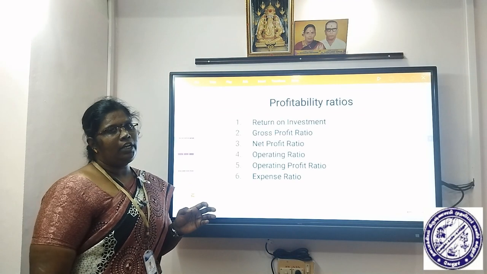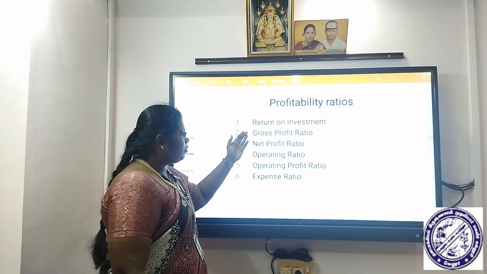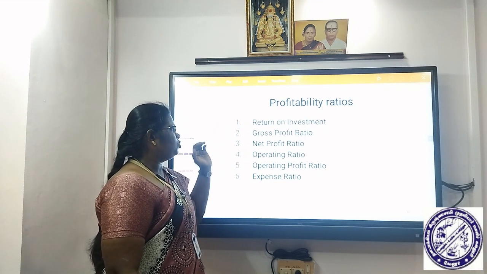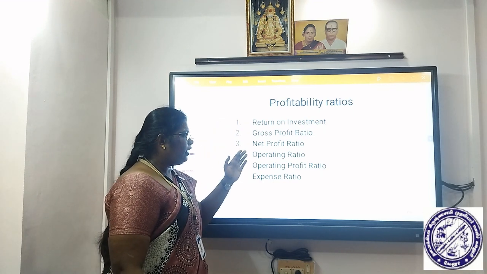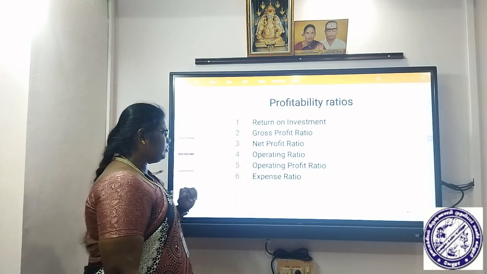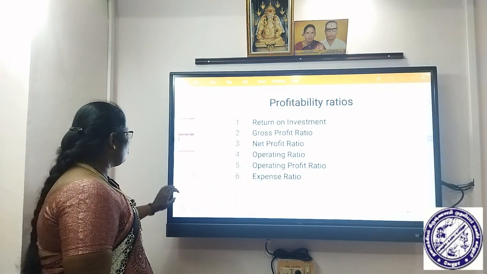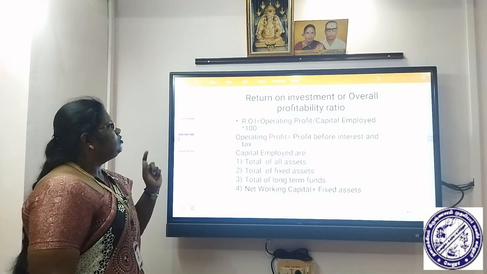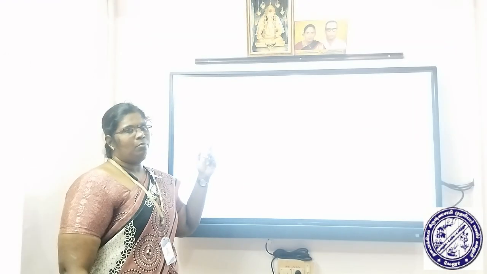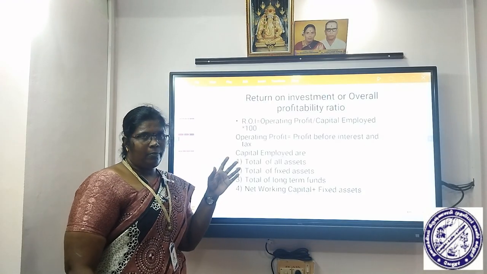These profitability ratios are divided into six: return on investment, gross profit ratio, net profit ratio, operating ratio, operating profit ratio, and expenses ratio. First we have to see what return on investment is. Return on investment is nothing but the overall profitability return ratio. So what is profitability? First we have to calculate the profit.